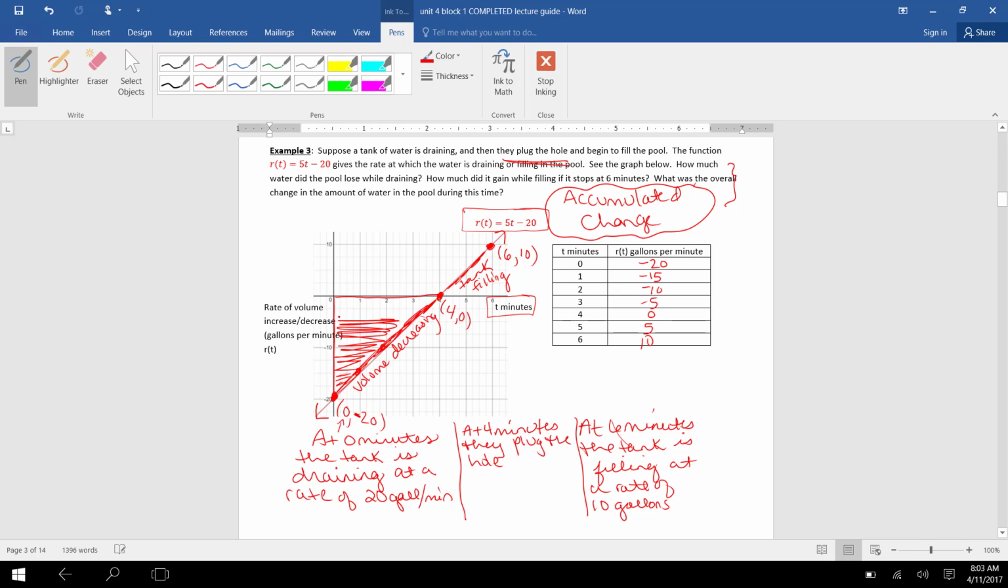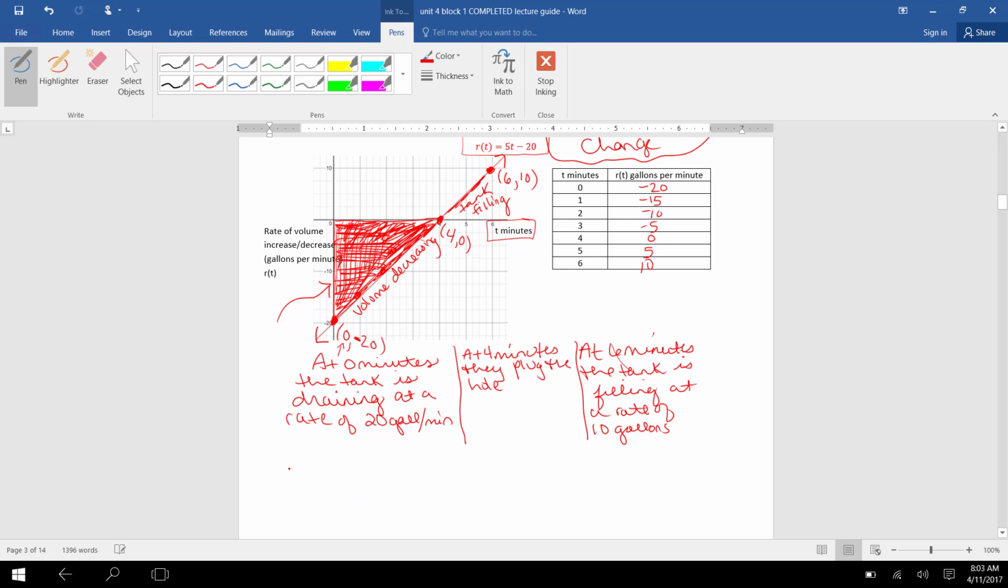And remember, though, it's not just an area. The accumulated change also has sign to it. We know down here the volume in the tank is actually draining. The volume is decreasing. So this accumulated change is negative. We can find the area of this triangle, but we have to count that area negative when we think about it as accumulated change. So we just need to recall, how do you find the area of a triangle?